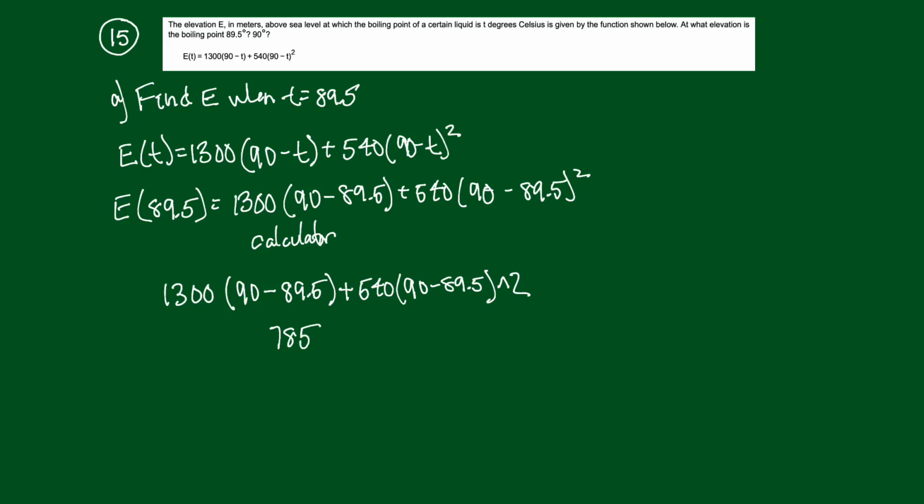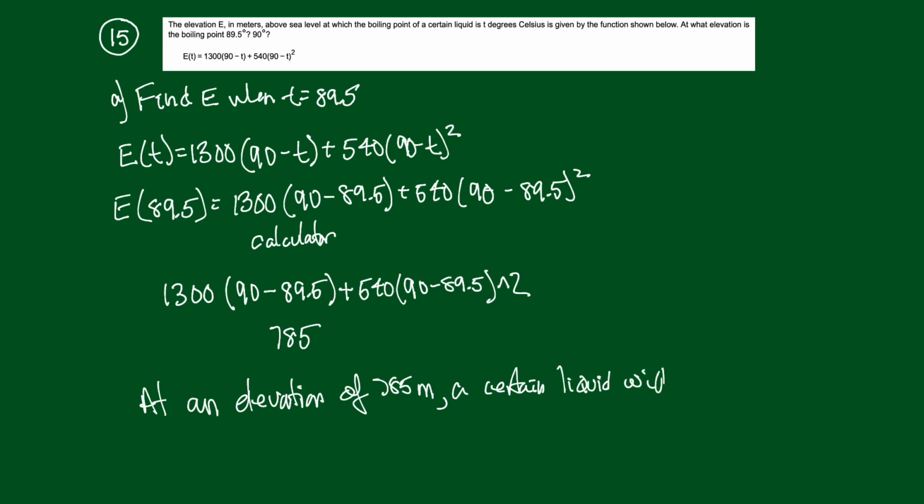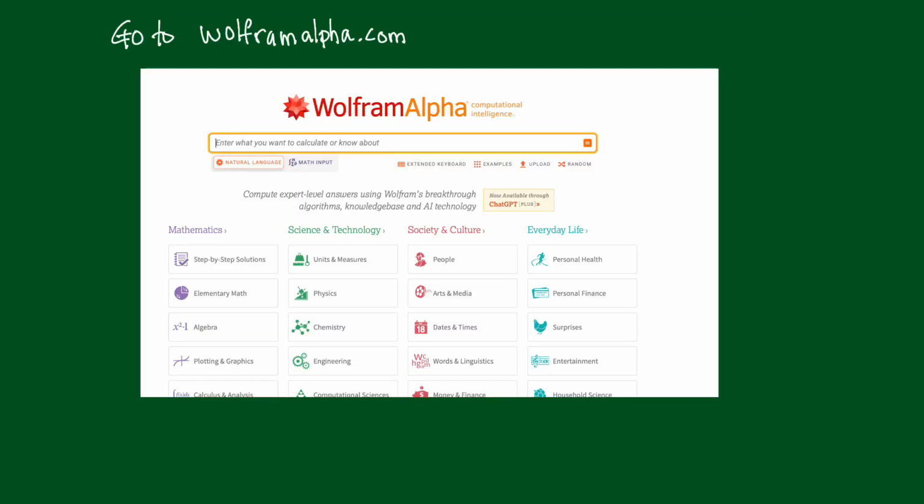So here's what this means. At an elevation of 785 meters, a certain liquid will boil at 89.5 degrees Celsius. Now here's another way to do this computation.